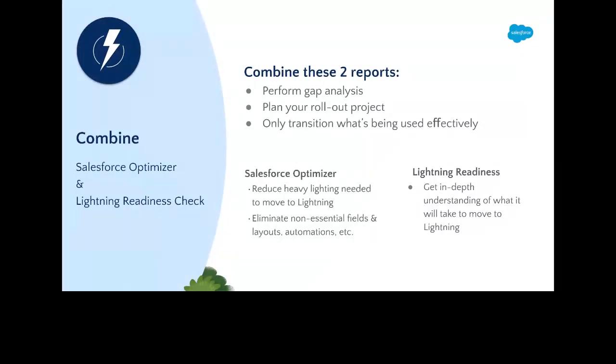Great. So coming back to our presentation. These are the bullet points for Salesforce Optimizer; let me read them out loud here. Optimizer helps when you need to move to Lightning. It eliminates non-essential fields, layouts, automations, etc. Lightning readiness gets into understanding of what it will take to move to Lightning.